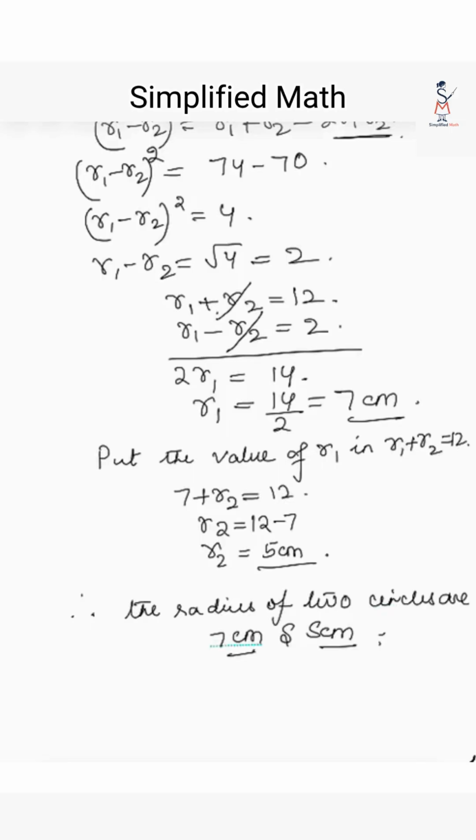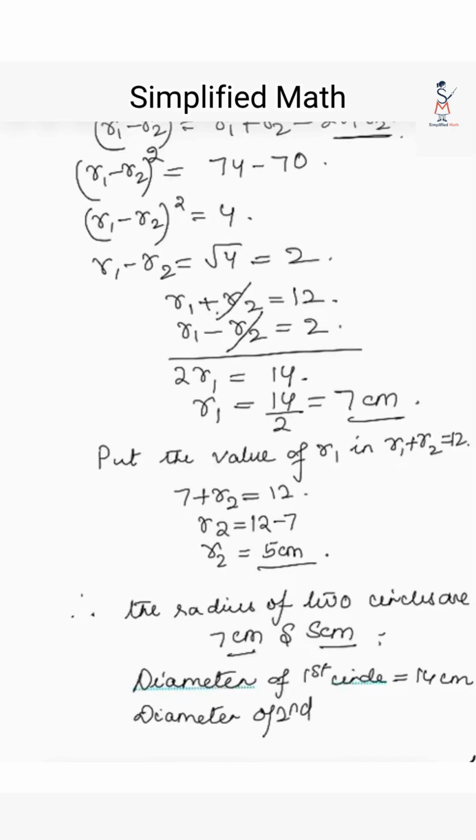Fine. If they say diameter, so diameter of first circle is 7 twos are 14, and diameter of second circle is 5 twos are 10 centimeter. So this is how we find the radius.